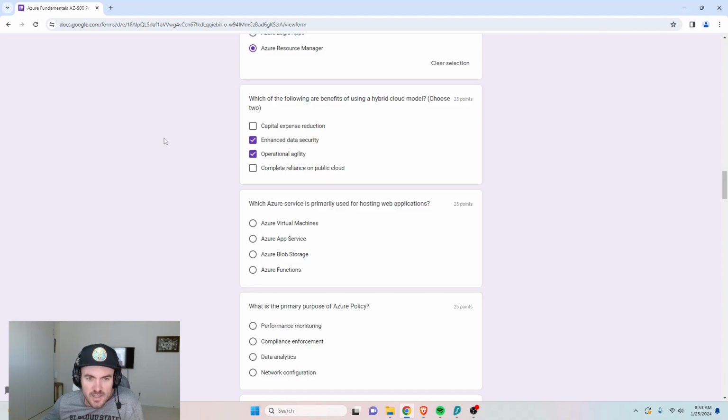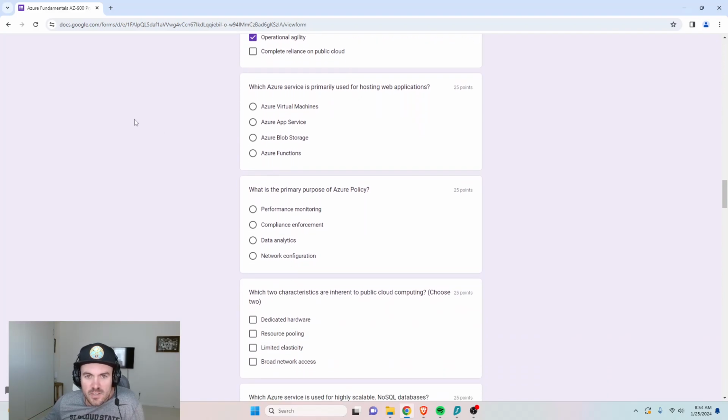So I'm actually going to select these two. This one I'm not sure about because, again, it depends on how much you have on-prem. You could potentially not really reduce these as much. And this isn't necessarily something that's seen as a benefit of a hybrid cloud model, okay? If you want capital expense reduction, you should just go for public cloud, okay?